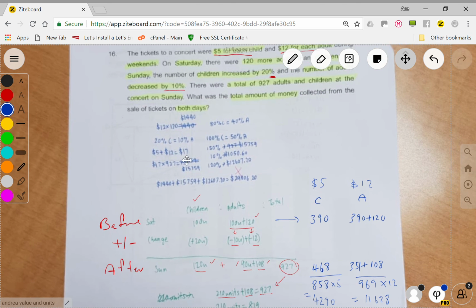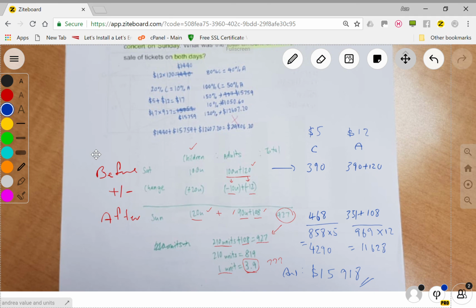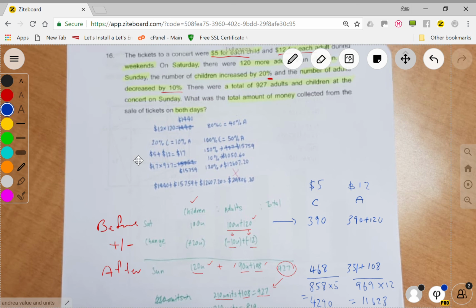If you want to do it this way, probably can, but it's going to be quite complicated. You mean this one, the one at the top? Yeah, because you cannot see what's going on, the whole picture. Using before and after, you can immediately understand what's going on, just by one look. Checking is also easier.